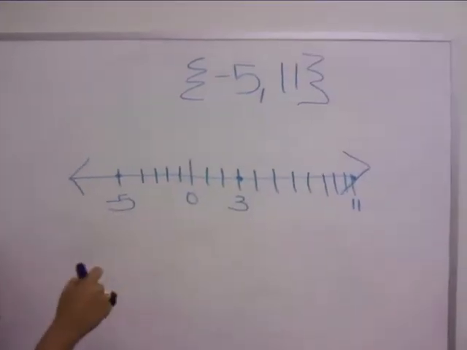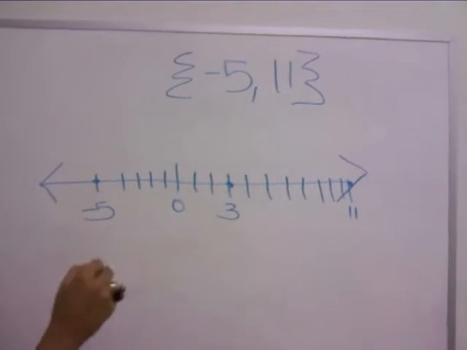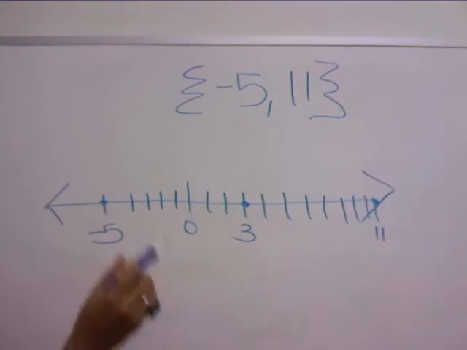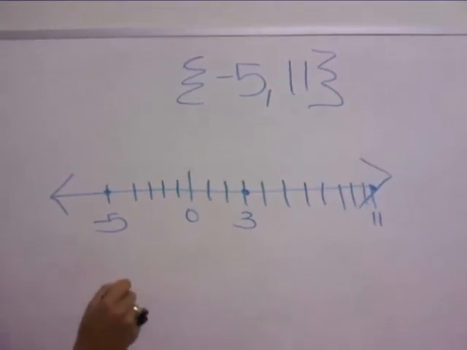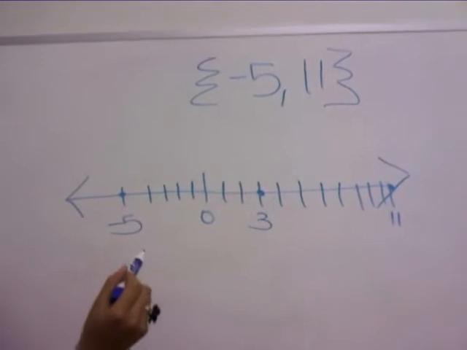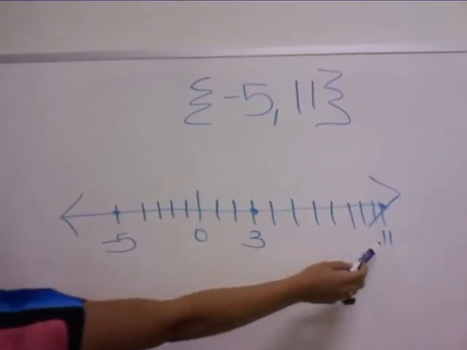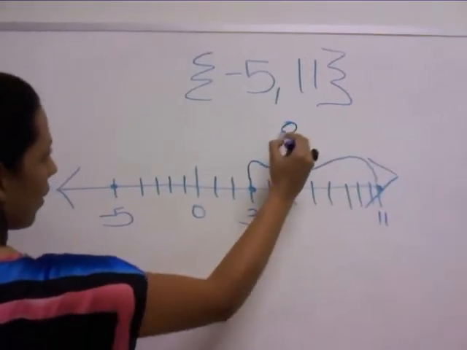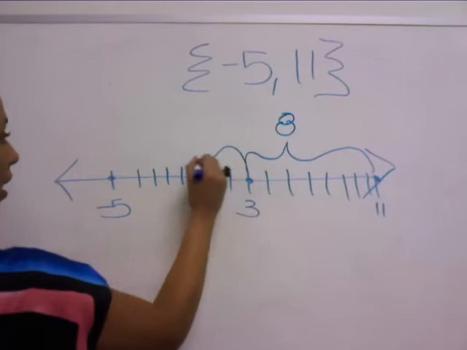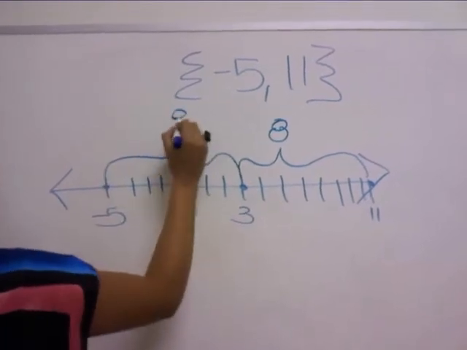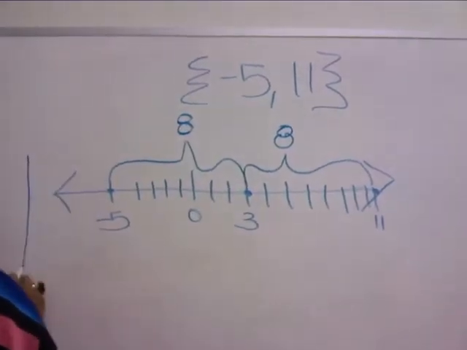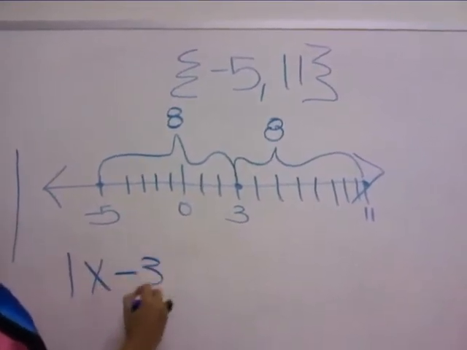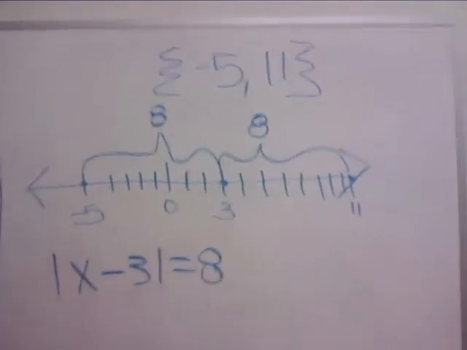The absolute value equation, absolute value of x minus 3 is equal to 8, is interpreted as: what numbers are 8 units away from 3 on the number line. We find that 8 units to the right of 3 is 11, and 8 units to the left of 3 is negative 5. And that's how we would graph the absolute value of x minus 3 equals 8. So thank you and have a great day.